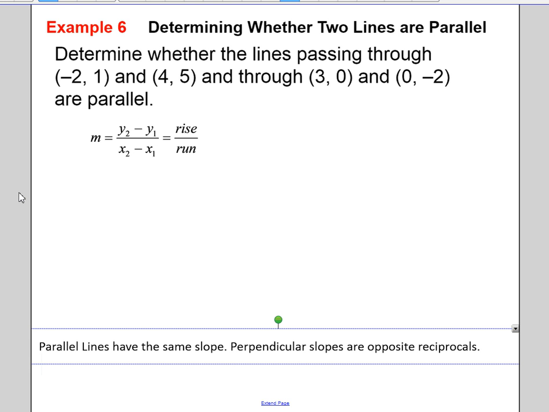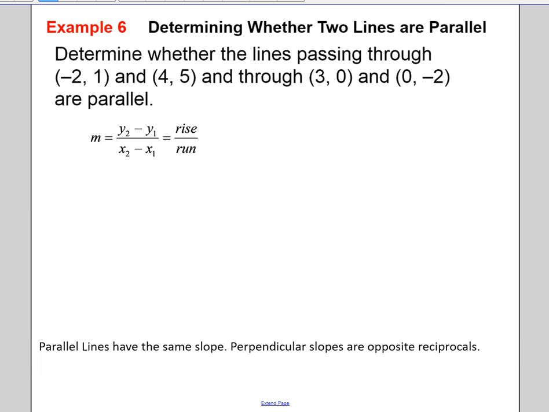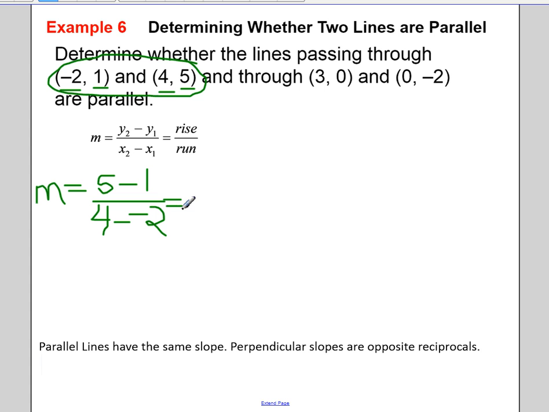With the slope formula and the first two points on the first line, we're going to find the slope using y2, 5, minus y sub 1 in the numerator, and x sub 2, 4, minus x sub 1, -2 in the denominator. When we simplify this, we get 4 over 6, and then that simplifies to 2/3. So in order for this other line to be parallel, the slopes must be equal.